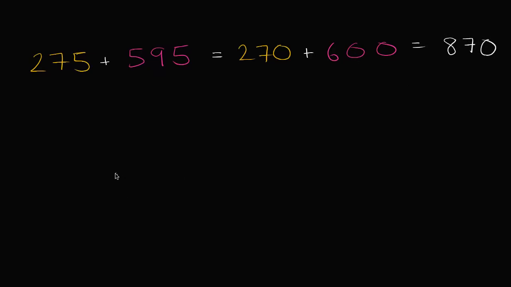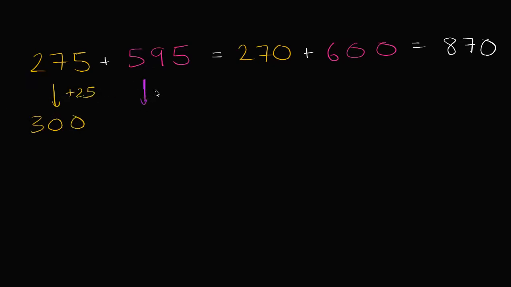Now another way that you could have tried to tackle it is like, let's try to get this 275 to, let's try to get it to 300. So we could say this is the same thing as 300. And to get there, I just added 25. But if I add 25 to this number, I'm going to have to take 25 away from this number.